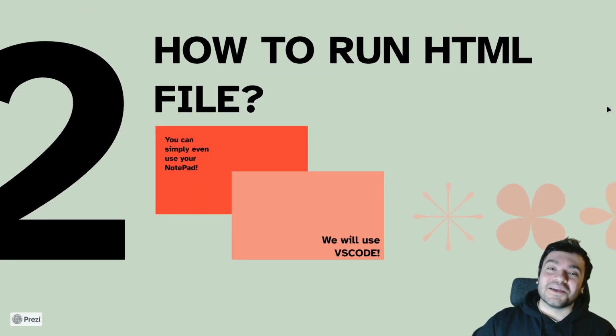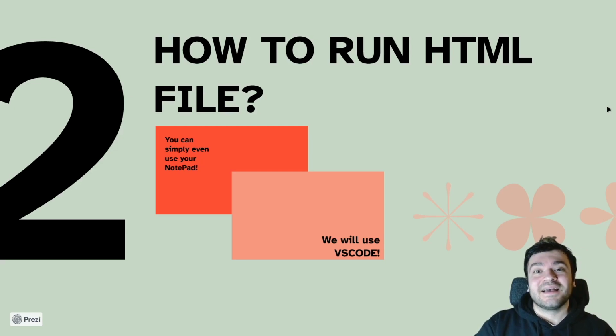How to run an HTML file? Basically, you can run an HTML file even with your notepad, and you can just create some coding with HTML. Then you will save that file with the extension of .html. Now you can open it in the browser. However, we will use VS Code for the HTML tutorials. If you didn't install VS Code yet, you can check my video and install it from there.